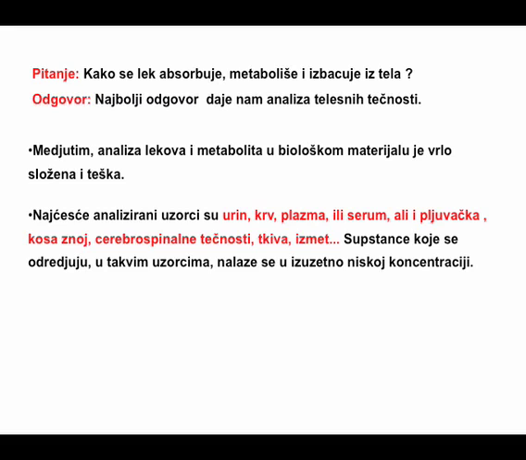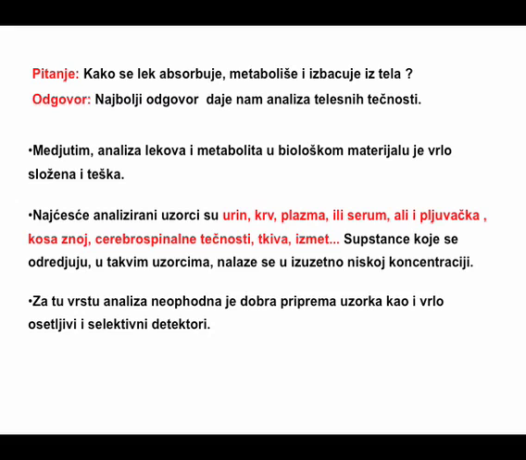So what are the most frequently analyzed samples? This is urine, blood, plasma, tissues, feces. But the key thing for this lecture is that the substances we are looking for are in the sample in extremely low concentration. In order to catch a metabolite or parent compound, we must eliminate all the distracting substances, and we have a very small quantity of the compound we are looking for.